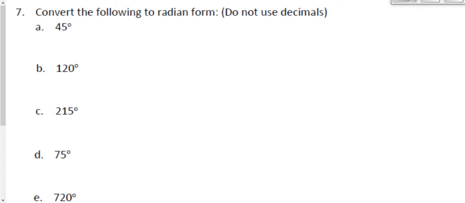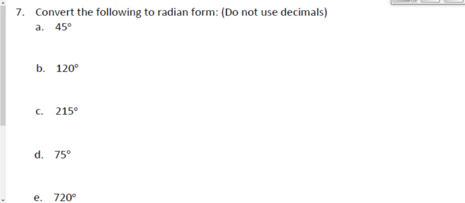In this video, we're going to take a look at converting between degrees and radians. In the Unit 9 review packet, question 7, we have to convert some degrees into radian form, and we're going to do it without using decimals. Let's go ahead and see how we can convert that.